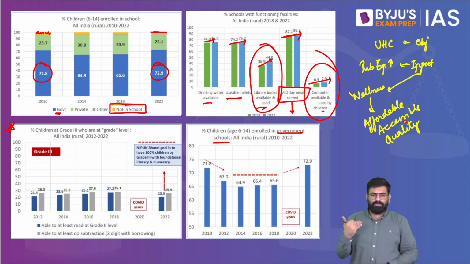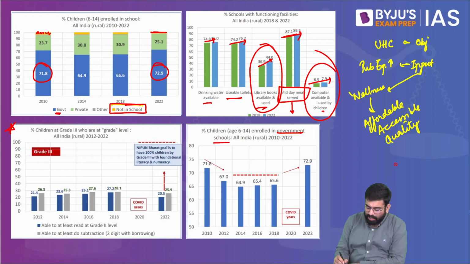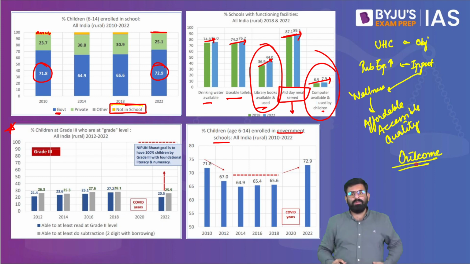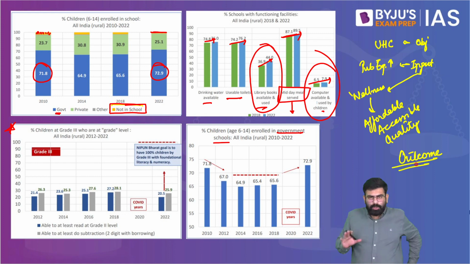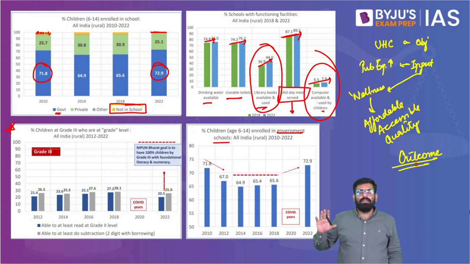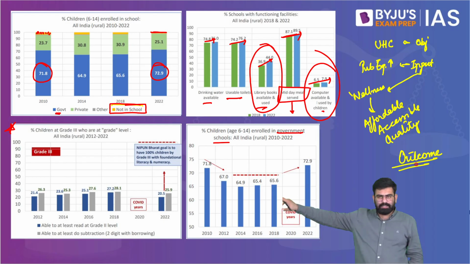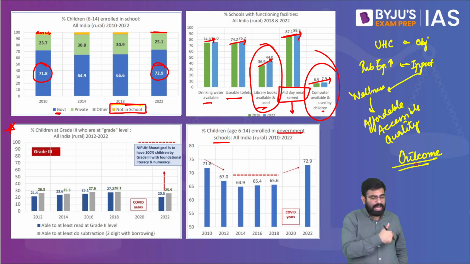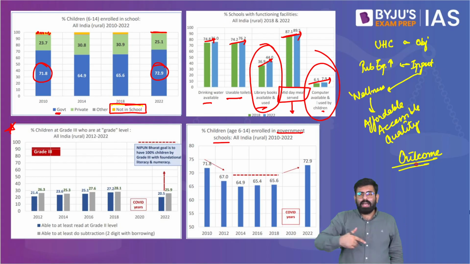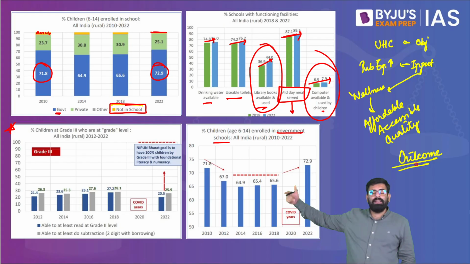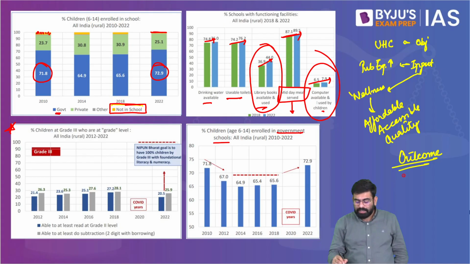Now come a step further, to the idea of outcome. What is the idea of outcome? The outcome that we are looking at is not just the opening up of Ayushman Bharat wellness centers. The outcome should be that people are actually getting those services and are able to improve their health and well-being. The outcome here will be well-being.